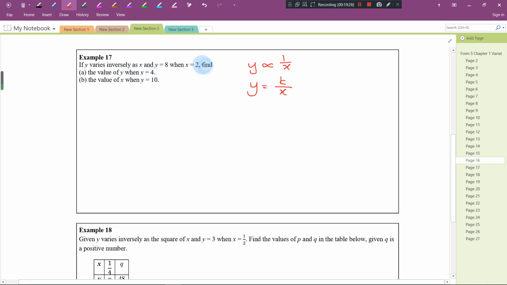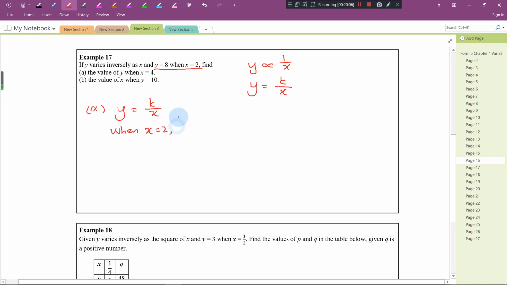So here I'm going to show you two methods. Let's try the first one first. Y is equal to k over x. In this first method, I want to find the value of k first. I want to get an equation, then only I use that equation to help me to get the value of y and x. If I want to get the value of k, I need the value of x and y. So I can use these two values to help me to get the value of k.